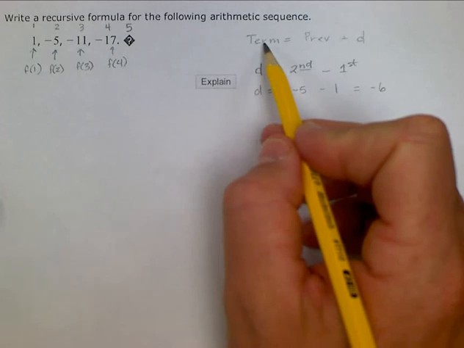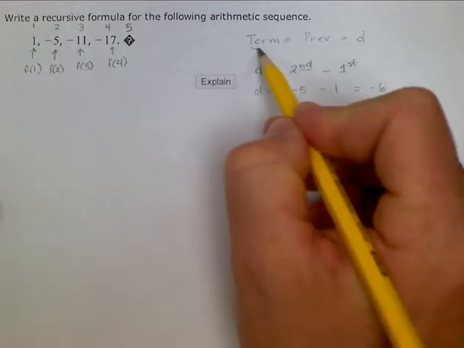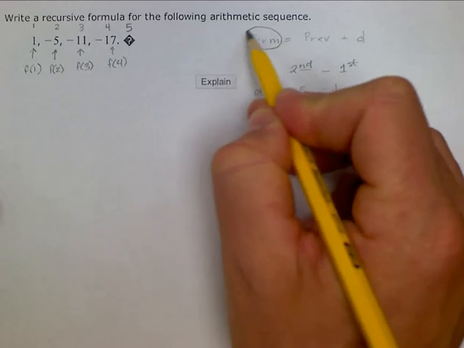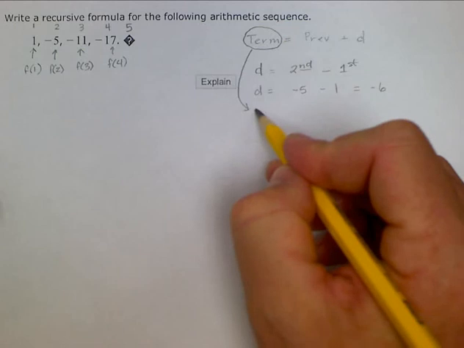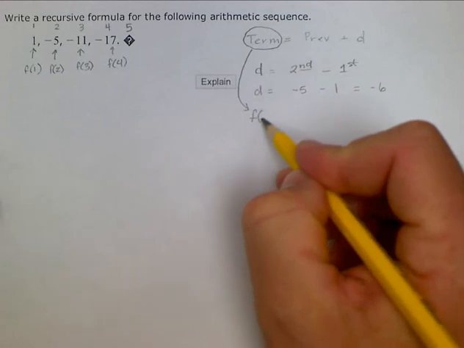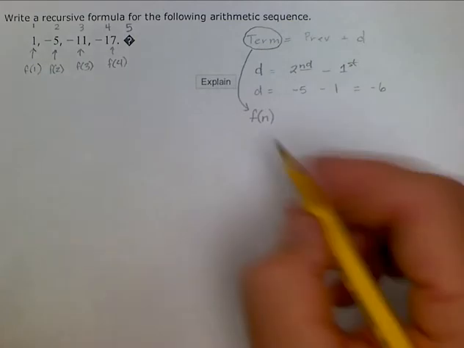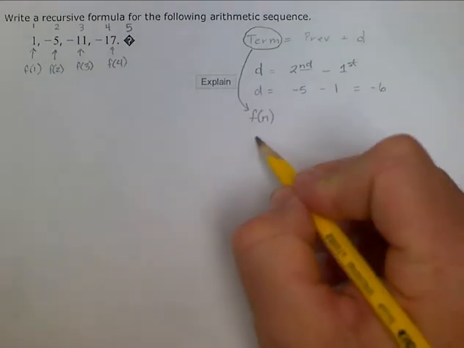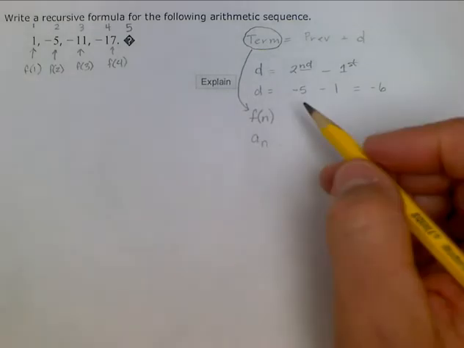So we can identify the term. This right here, this term, can be expressed in two ways. It can be expressed as a function of n, or a function with relation to n, or it can also be expressed as a sub n. These are the same thing. There's two different ways to write it.